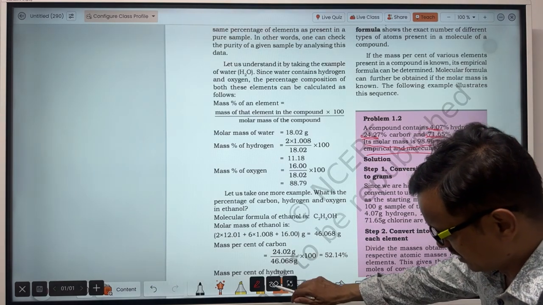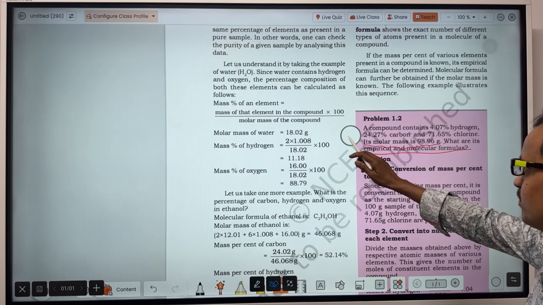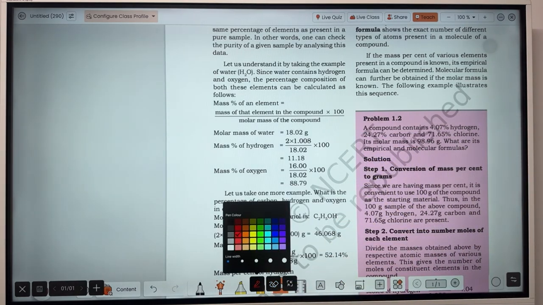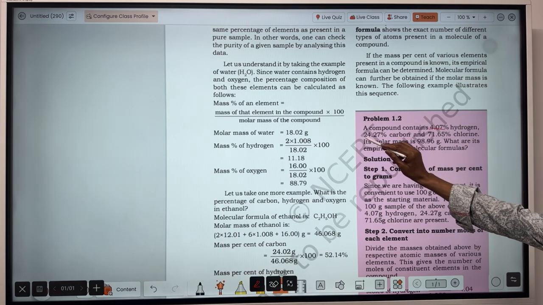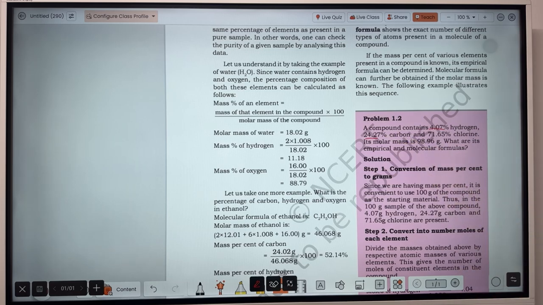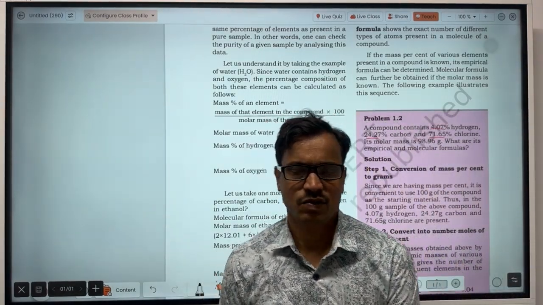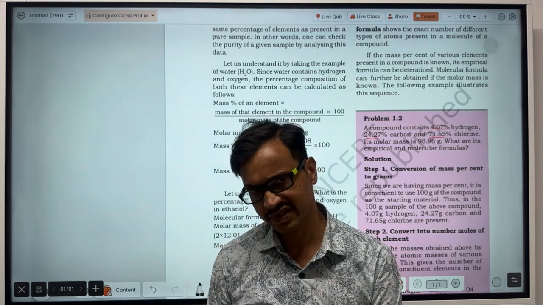The question gives the percentage composition. That means if the total weight of the compound is 100 gram, then the weight of hydrogen will be 4.07 gram, the weight of carbon will be 24.7 gram, and the weight of chlorine will be 71.65 gram. If there is 4.07 gram of hydrogen, what will be the number of atoms of hydrogen? Firstly, we will have to calculate that.